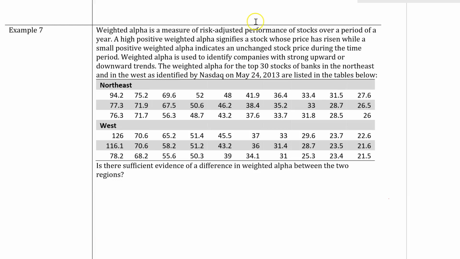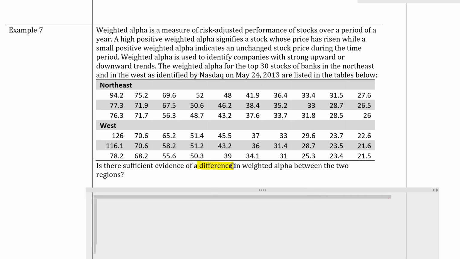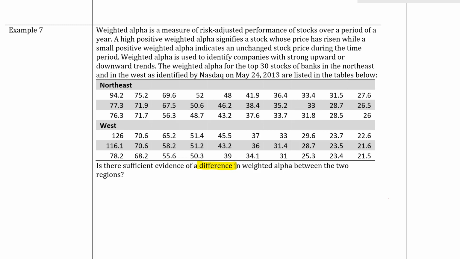Here we have what's called weighted alpha, which is a measure of risk-adjusted performance over stocks over a period of time. And we have one for the 30 highest stocks in the Northeast versus the West. And we just want to see, is there sufficient evidence of a difference in weighted alpha? So if we're just trying to see a difference, again, that's exactly what our two-sample procedures do. And so we're going to perform a test to see, is there a difference, not make an estimate.